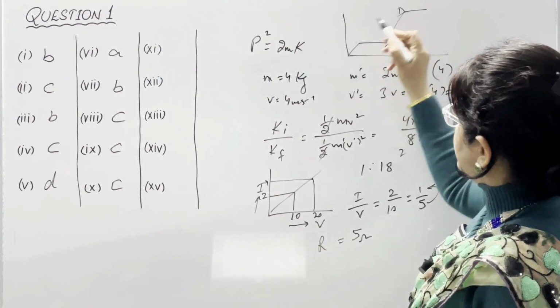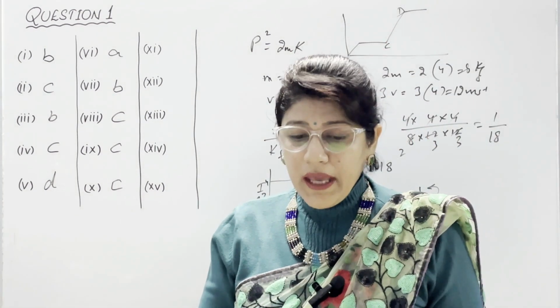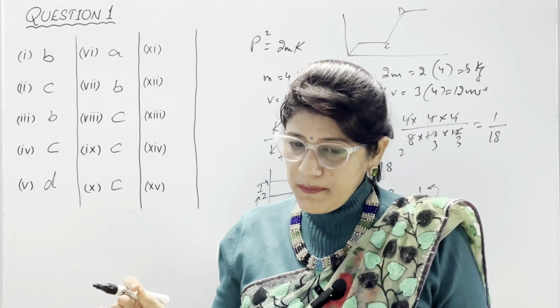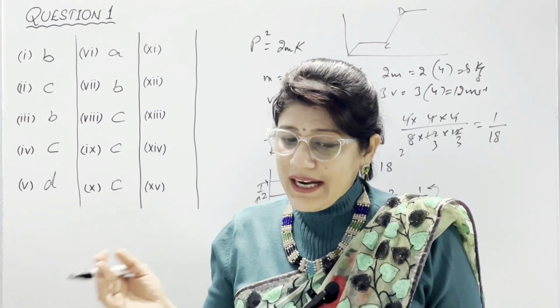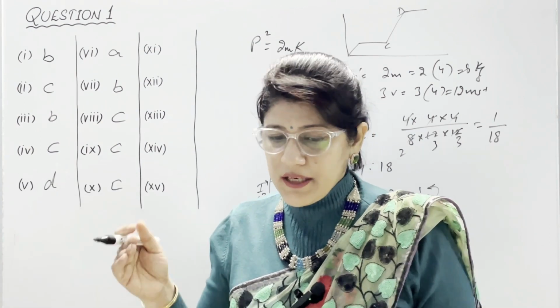This is our phase CD. Now, option A: a solid is melting with constant temperature. B: a solid is melting with rise in temperature. And C: a liquid is heating with rise in temperature.